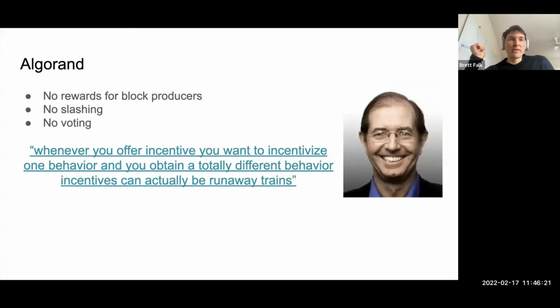And one of the arguments for doing this is basically that incentives are really complicated. And so Algorand very publicly adopts this sort of incentive-free design. So there's no rewards for block producers, there's no slashing for misbehavior, and there's no voting, because they say it's really hard to design these kinds of incentives. And the cost for that is they have to have bigger committees.